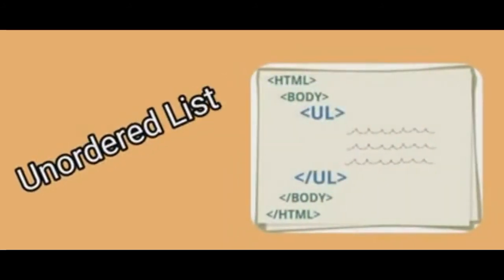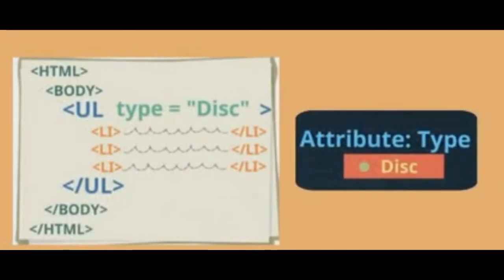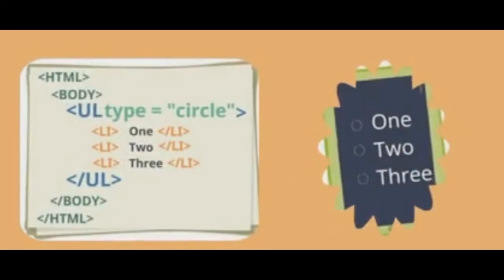To create unordered list, you enclose the content within a UL tag. Within it, each list item is enclosed with LI tag. We have not specified any attribute, so by default disk is being displayed. Next example, let's use circle as an attribute. See the right hand side, circle will be displayed.